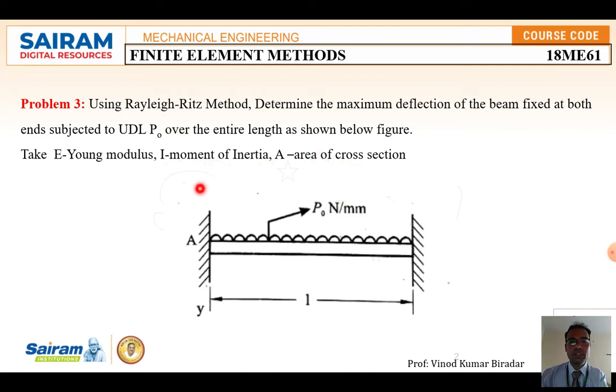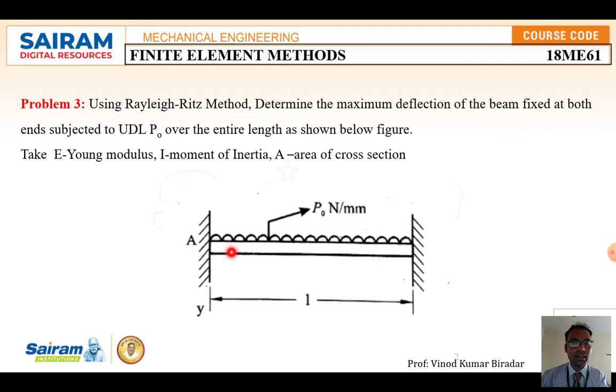This is the beam given, with both ends fixed, at point A and point B, over a length L, where the deflection is going to be 0. P0 is a uniformly distributed load acting over the entire length of the given bar. You need to determine the maximum deflection of the beam. Where is the maximum deflection in the given beam? You have to calculate it using the Rayleigh method, that is the RR method.